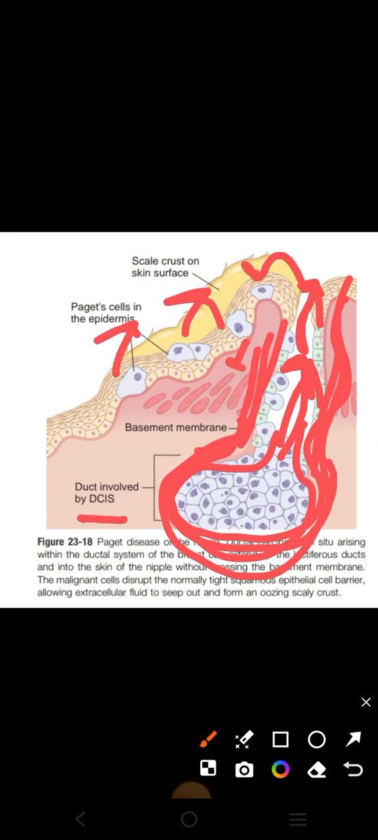Here in sky blue color, you can see Paget cells in the cells of the epidermis, and these Paget cells are responsible for breaking the epithelial cell barrier. So extracellular fluid seeps out from here, goes over the skin and forms scaly crusts on the skin surface, right? So Paget's disease can be seen as an erythematous eruption, in most cases unilateral, and it is a very rare manifestation of the breast, seen in almost 1% to 4% of cases. But this pagetoid spread is more common in lobular carcinoma in situ as compared to ductal carcinoma in situ. So that was all about lobular carcinoma in situ. Thank you very much.